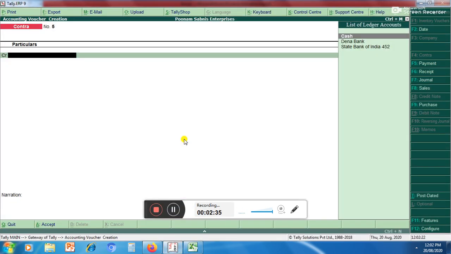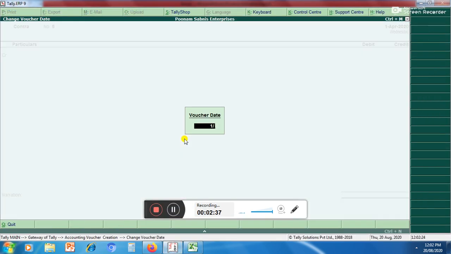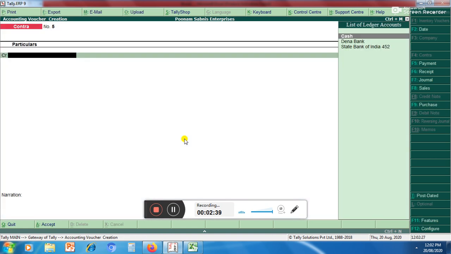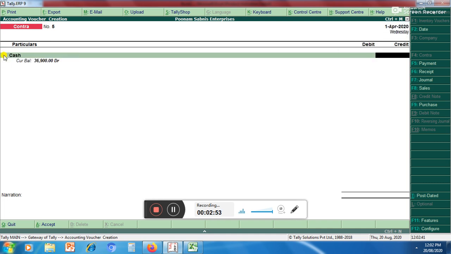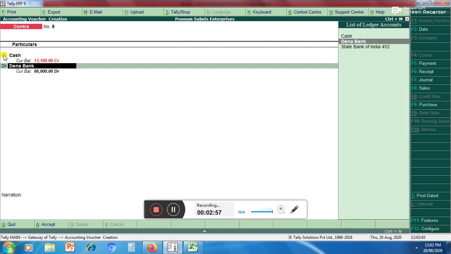I'll go to Tally, contra, and put the date here, 1st of April. Suppose I deposited money into a new bank, say Union Bank. When you deposit money into the bank, the bank is receiving the money. Bank should be debited, but here it is asking us to credit. So credit cash, say 50,000, debited to Union Bank.